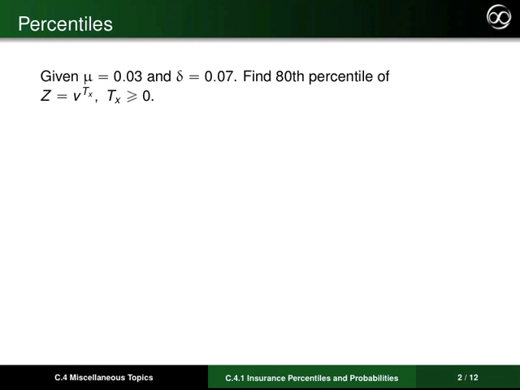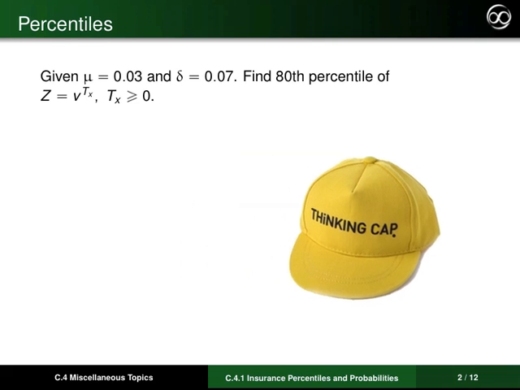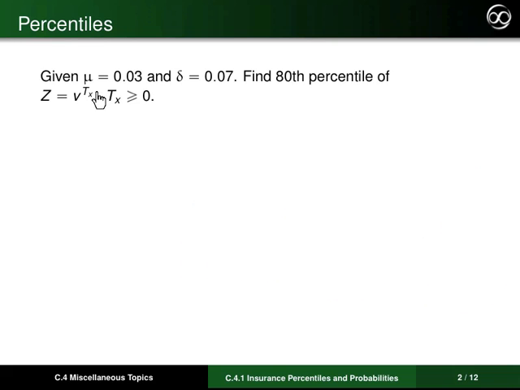Percentiles is one of those topics that students just struggle on a lot. So what I want you to do is really focus in, put your thinking cap on, and we'll walk through these percentiles very slowly. We're given that mu is equal to 0.03, so that's constant force, and delta is equal to 0.07. And we're asked to find the 80th percentile of some random variable Z, where Z is v to the T_x, and T_x is greater than 0.